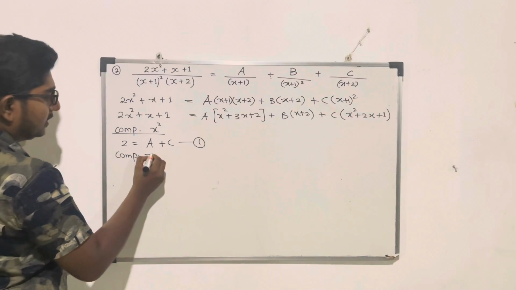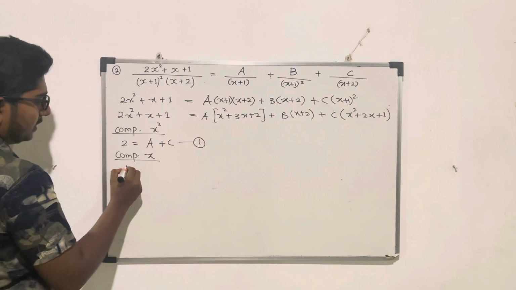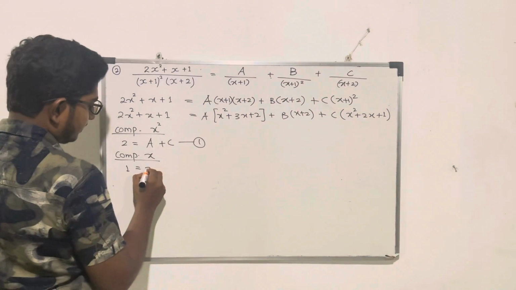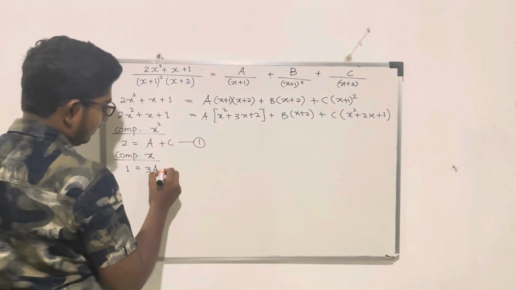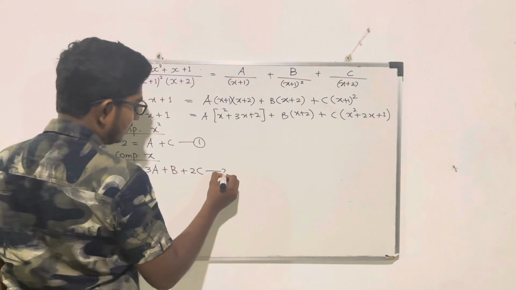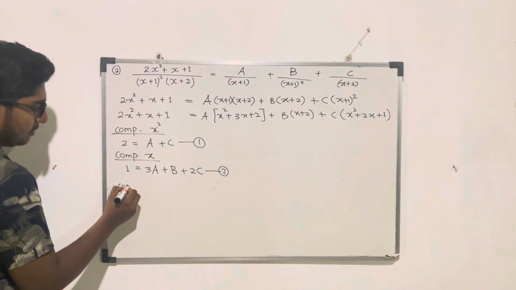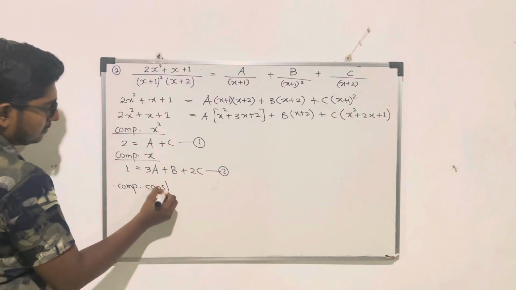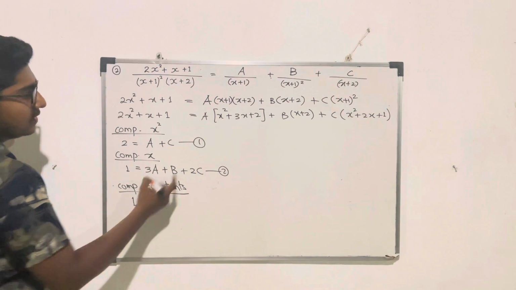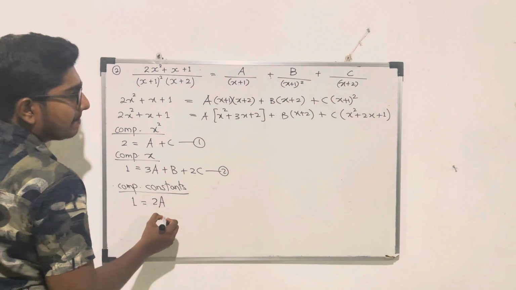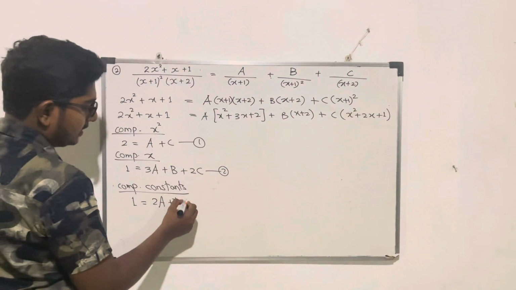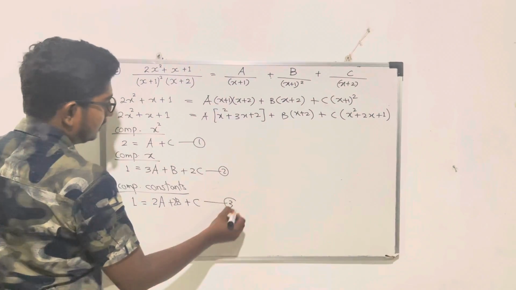Then comparing x terms. Here we have 1x, coefficient is 1. Here we have 3A, Bx, coefficient is B, and 2C. This is equation 2. Then compare constants. Here the constant is plus 1. Here we get 2A, 2B, and C. This is my equation 3.